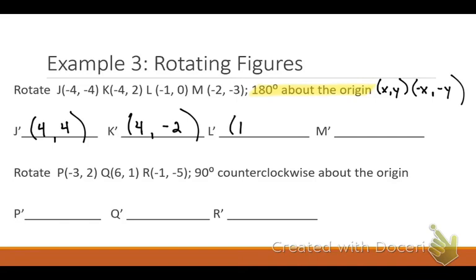Very good. 1, 0. I mean, guys, we can't do the opposite of 0, right? So it's just going to be 0. All right, what about M? What'd you get for M? 2 and 3. Very good.